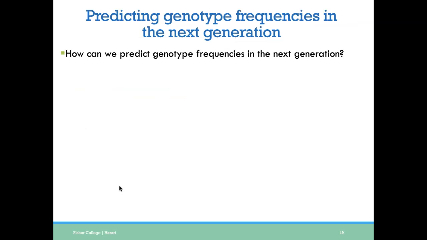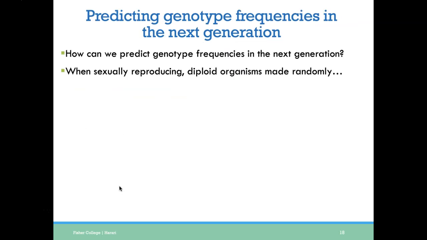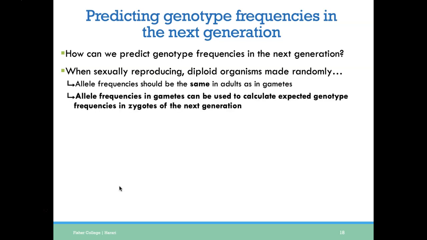So how can we predict genotype frequencies in the next generation? Let's assume that diploid organisms mate randomly. The allele frequencies should be the same in the adults as in the gametes, right? So think about it. If an entire population mates randomly, we would imagine, law of segregation, that the allele frequencies should be the same in adults as in the gametes.